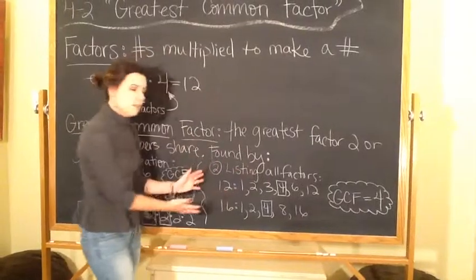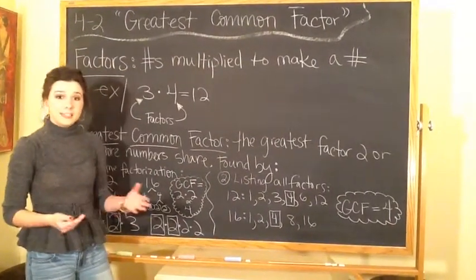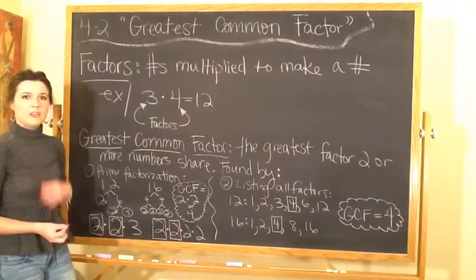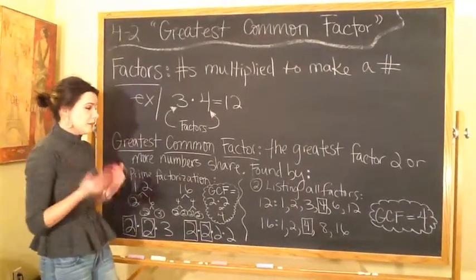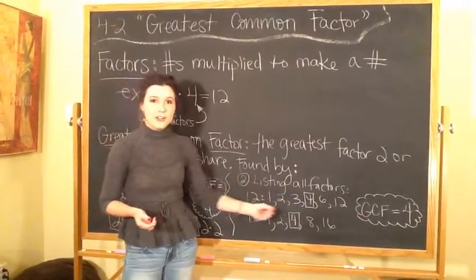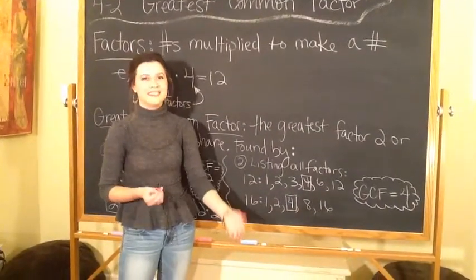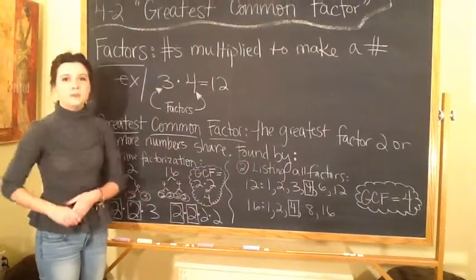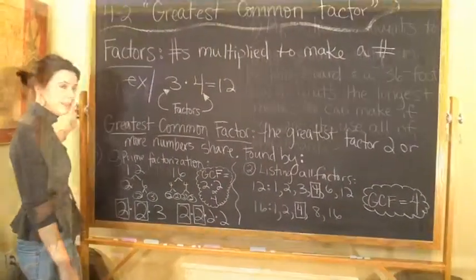Listing the factors is probably easier if you're talking about smaller numbers, and prime factorization is better if you're talking about bigger numbers. Sometimes it's not very quick to think of all the numbers that multiply together to give you 1,000, because that's a big number, so we don't want to have to do that. So we have 2 different options for you. Let's go ahead and do some examples.